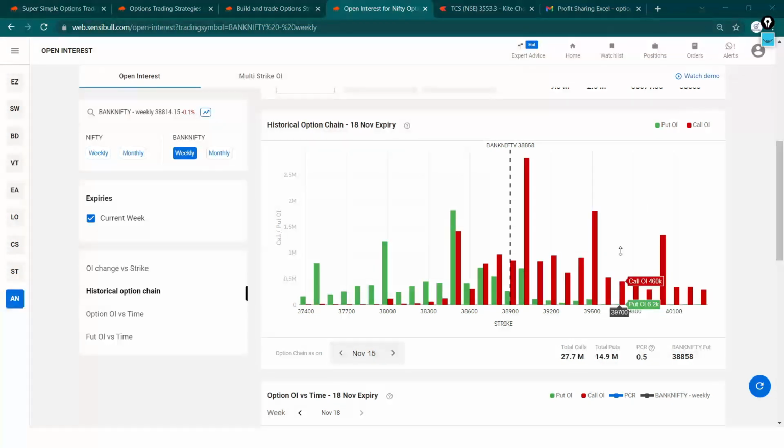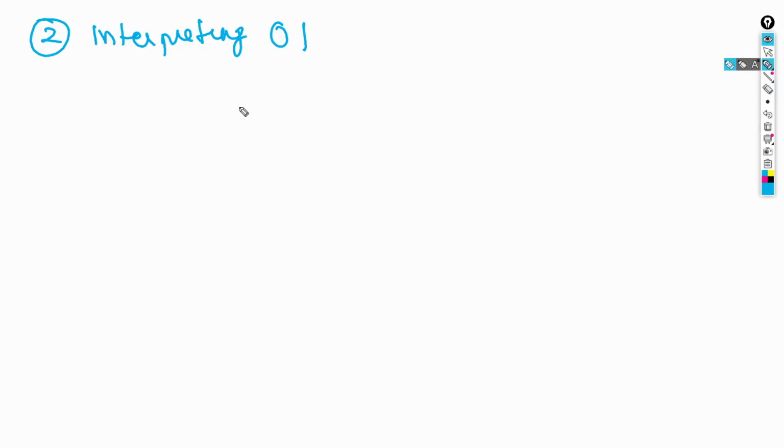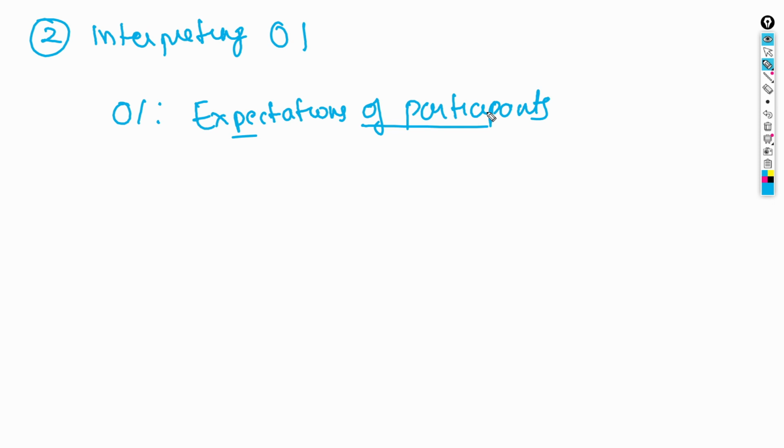Before moving on and trying to understand what exactly this data is suggesting, I would like to tell you a very important thing. Whenever we are looking at OI, this is not going to tell you where the market is going to end. It is just going to tell you what the participants in the market are expecting. This is the only thing OI data is telling you. What is the expectation of the participants in the market?